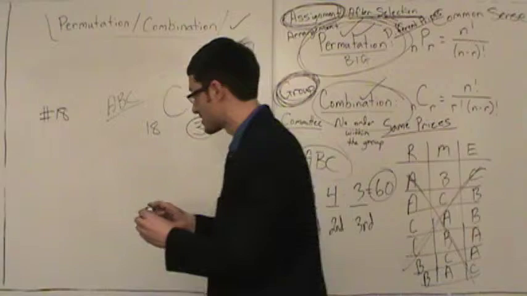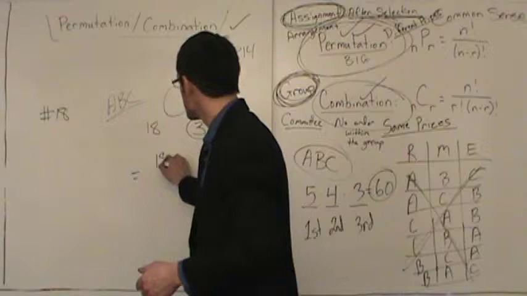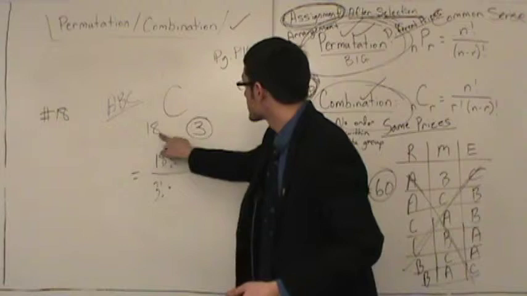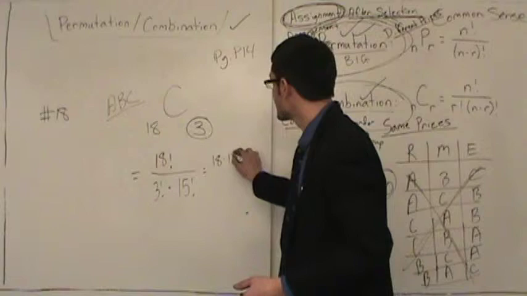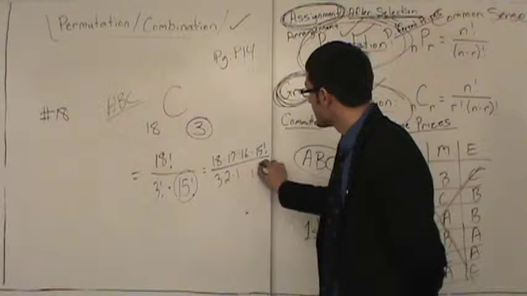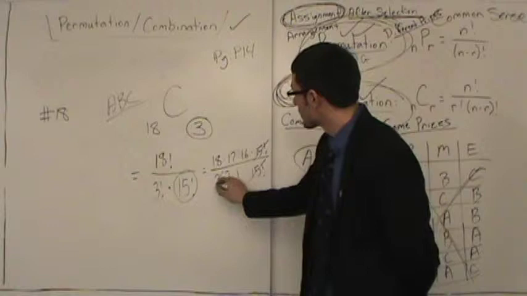We have combination 18 choose 3, which is the same as 18 factorial over the R value first, 3 factorial, multiplied by 18 minus 3, which is 15 factorial. So we get 18 times 17 times 16 times 15 factorial over 3 times 2 times 1 times 15 factorial. We cancel the 15 factorials. Do we write the 1s? No. 3 cancels the 18, leaving a 6. 2 cancels with 16, leaving 8.